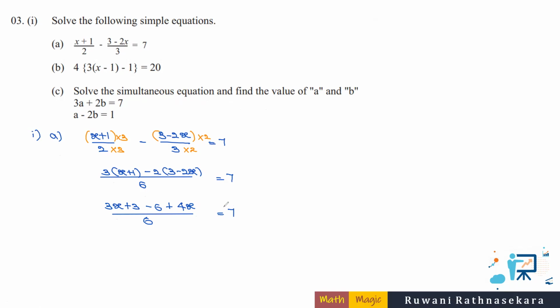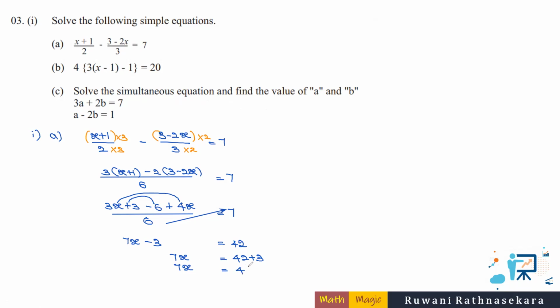Right? Now you can gather the like terms. 3x and 4x when added, you get 7x. Plus 3 minus 6 is equal to minus 3. And meantime, you can cancel division by 6 by multiplying the other side by 6. Then 7 times 6 will be 42. Right? Then you take 3 to the other side, where you get 7x equal to 42 plus 3, which is equal to 45, right?